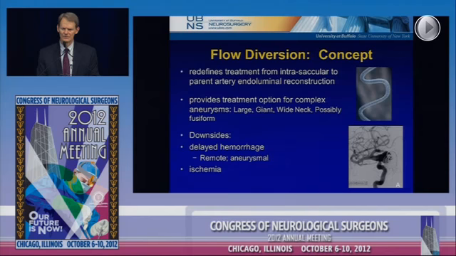So the downsides to putting in this device is that it's a woven mesh stent, and there have been some delayed hemorrhages, and they can be either remote from the site or aneurysmal, although more commonly remote. Or, as you might imagine, when you're putting a new device into the artery like this, ischemic complications are also a potential problem. Next.